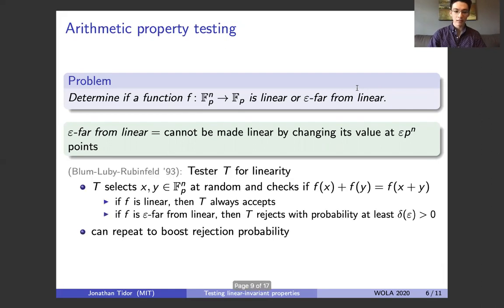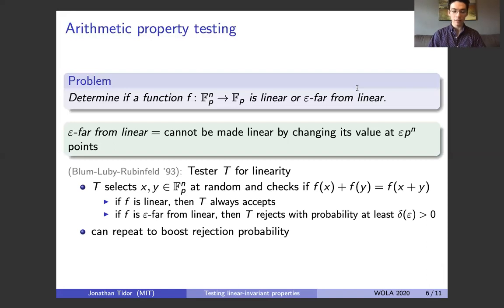So a very classical test, the BLR test by Blum, Luby, and Rubinfeld, gives a tester for linearity. The tester T works like this. It selects 2 points, x and y, in the domain uniformly at random, and then it checks if the equation f(x) + f(y) = f(x + y) is satisfied. If it is, the tester says the function is linear, and if it isn't, the tester says the function is not linear.